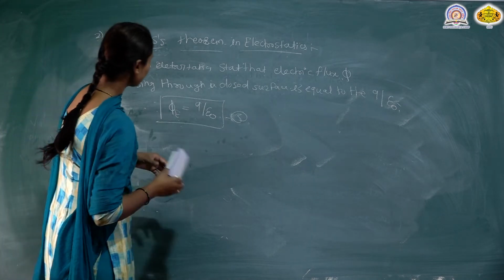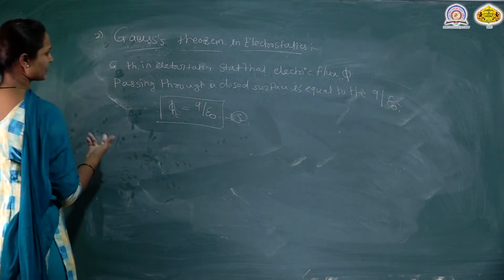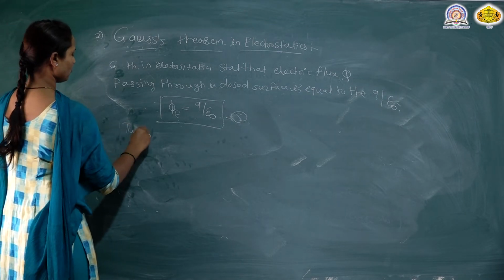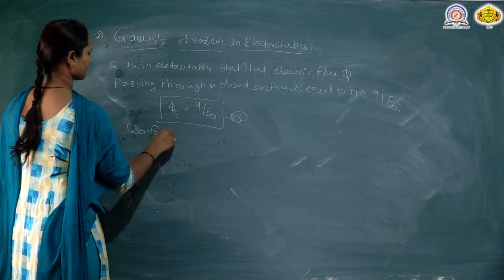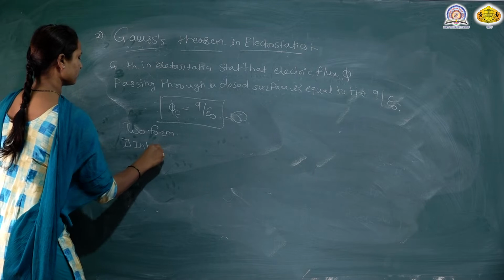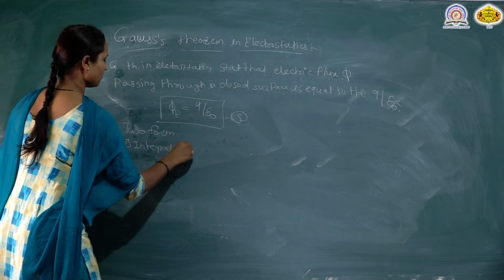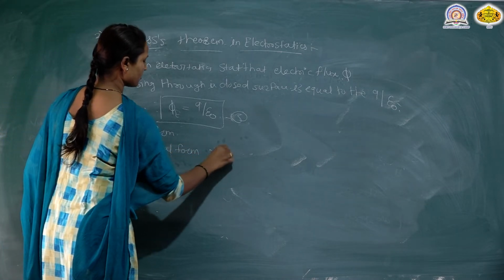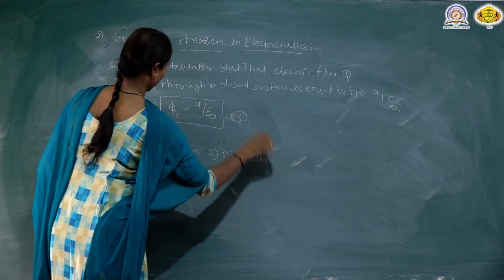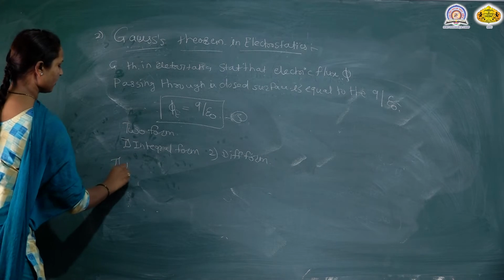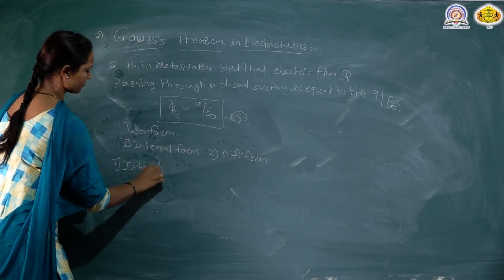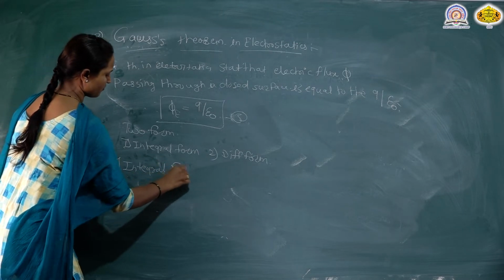Next, Gauss's theorem in electrostatics has two forms. The first form is the integral form, and the second is the differential form. First is the integral form.